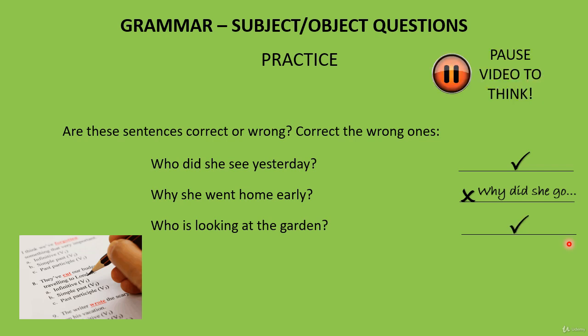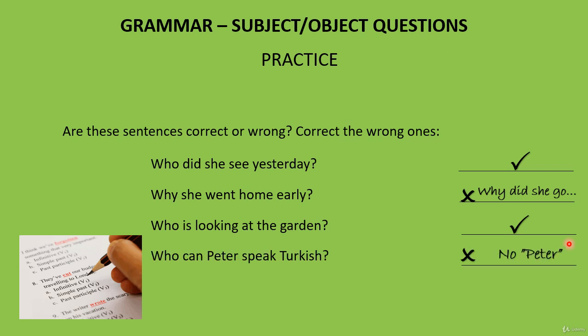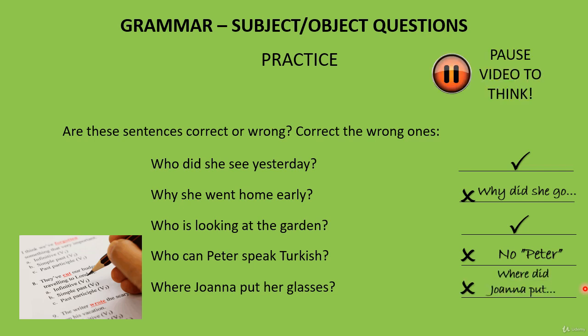That's correct. And this is totally wrong. You can say, who can speak Turkish? You wouldn't use Peter, or you'd have to change it totally to, what language can Peter speak? That one is also wrong. We have another object question here, so again, we need an auxiliary or first part of the verb cluster to make it correct.